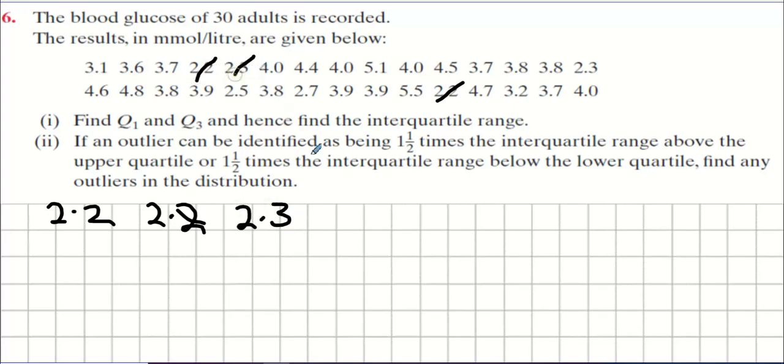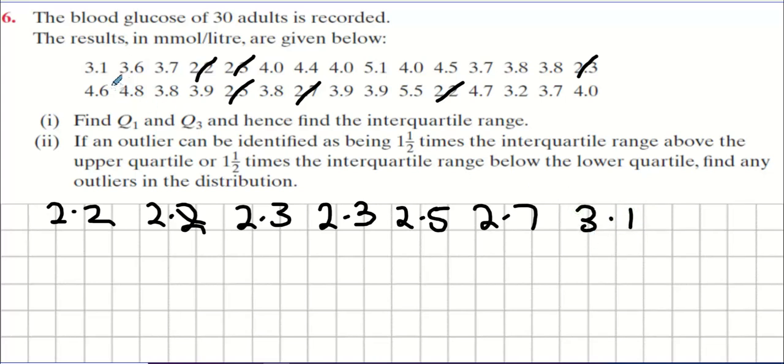2.3. Next one. 2.3. Next one. What is it? 2.5. Okay, next one. 2.7. Is there a 2.7? Yeah. Next one. 3.1. Next one. 3.2. Yeah. Next one. 3.6. Next one.